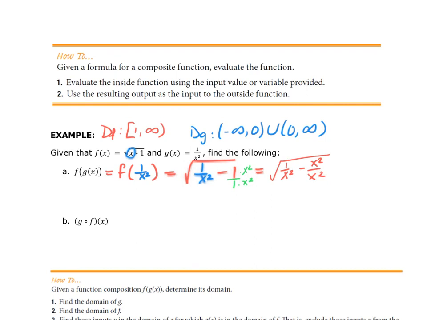So after I found the domain of each one of them, I'm going to put g inside the f function, and then make a single fraction. And the reason I have to do this is because I have to figure out what the domain of my final answer is. So I have the square root of 1 minus x squared over x squared, because they now have the same common denominator.